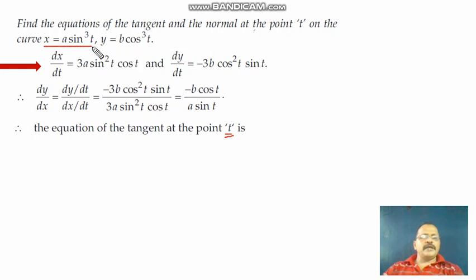For example, if t is equal to pi by 2, then x is equal to a sin cube pi by 2. Sin pi by 2 value is 1, therefore it will become a only, and y is equal to b cos cube pi by 2. Cos pi by 2 is 0, therefore y becomes 0, and so on. But we want the generalization, so we are keeping t as it is, and therefore y minus y1, that is b cos cube t, is equal to slope into x minus x1, that is a sin cube t.